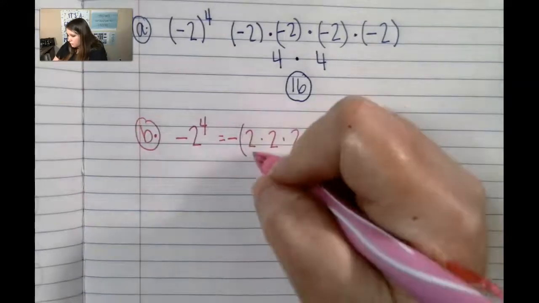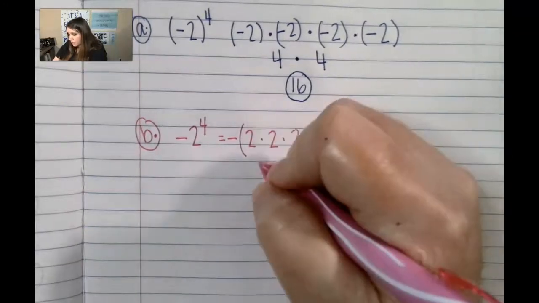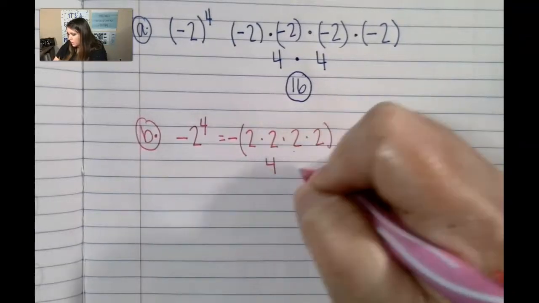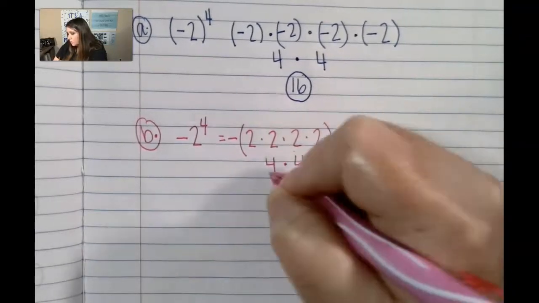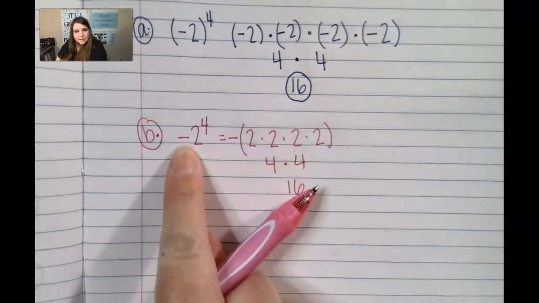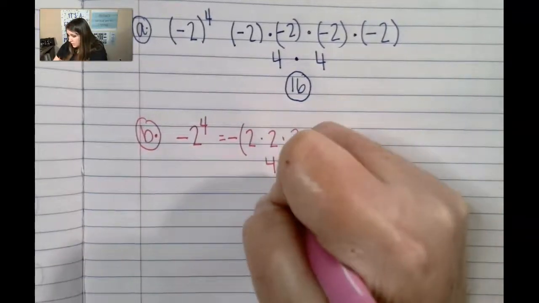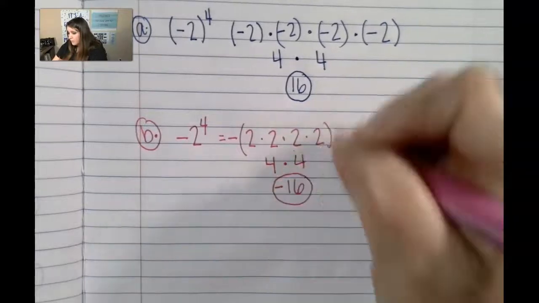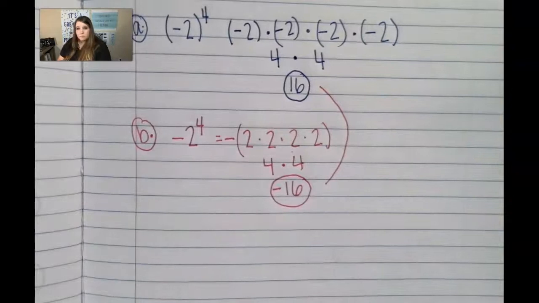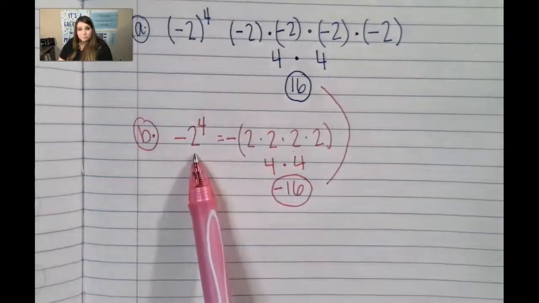So we're going to solve what's inside the parentheses first. So 2 times 2 is 4, and 2 times 2 is 4, which gives us 16, but we have this negative sign left over, so we're going to slap a negative sign on it. These are two different answers, even though they both had a -2.